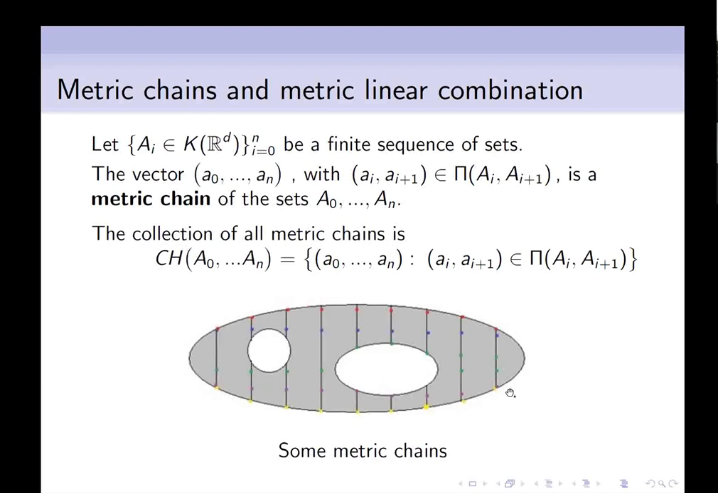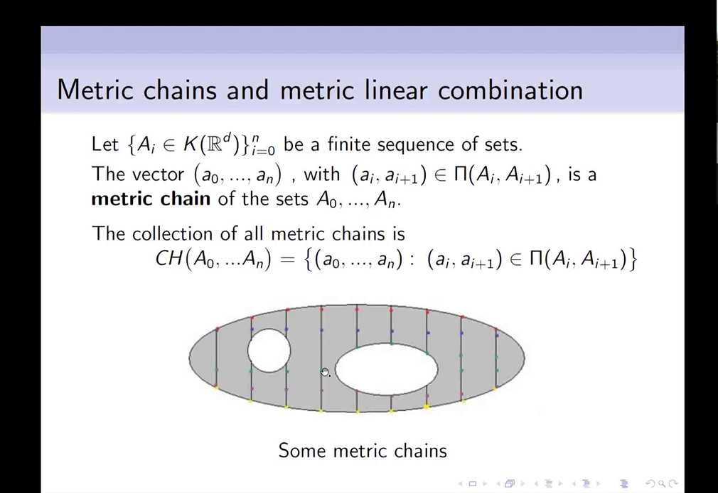Let's consider this simple example. Assume that this is the graph of a set-valued function. Some images of this function are black lines. These are our sets, let's say A_i. And in different colors, I depicted different metric chains. Let's take, for example, this green metric chain. What we have to verify is that any two consecutive elements form a metric pair, that they are closest to each other.